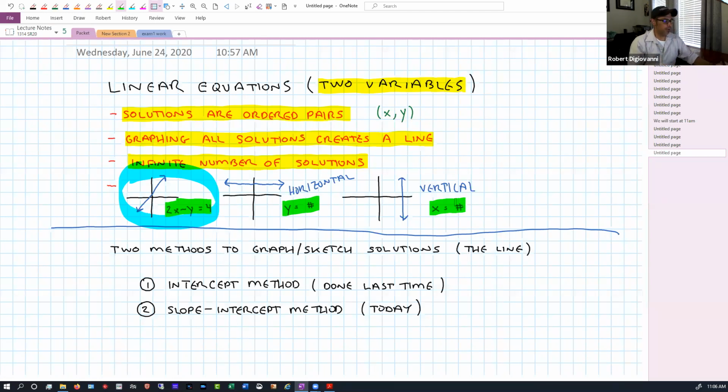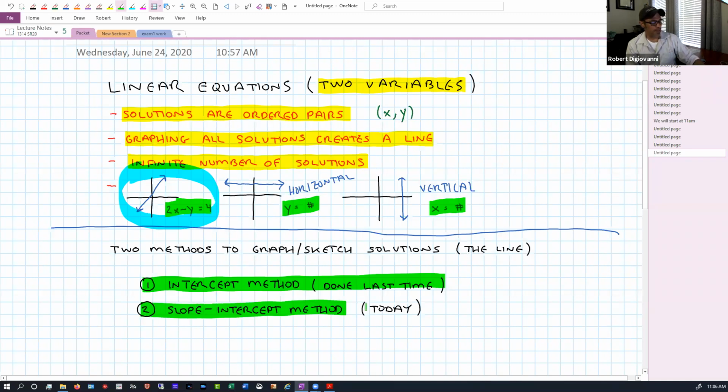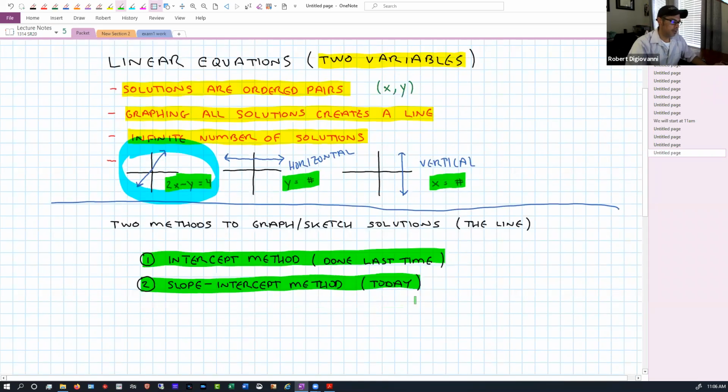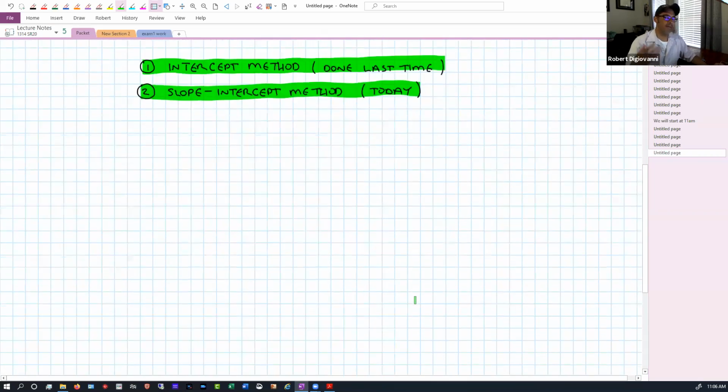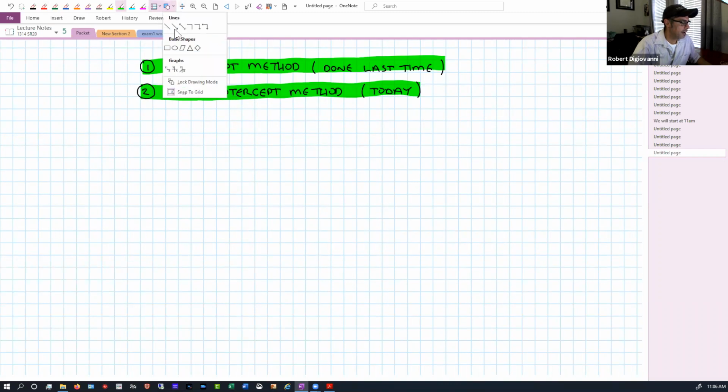Now what we're going to do is look at the second way we can sketch lines. So we've already done the intercept method, and now what we're going to do is talk about the slope-intercept method. So to do this, I have to kind of set things up first. I have to kind of let you look at something. So I'm going to put an XY coordinate system in here for us.